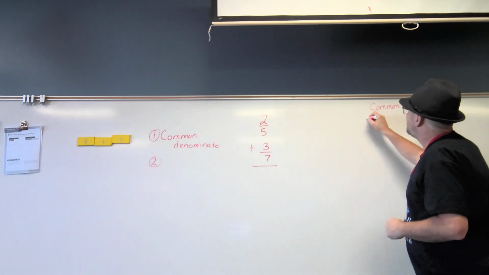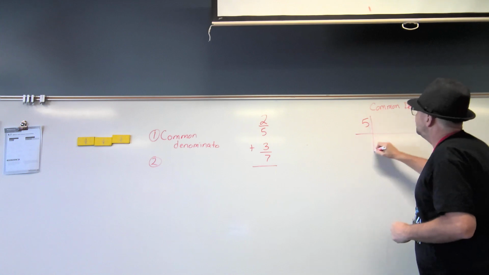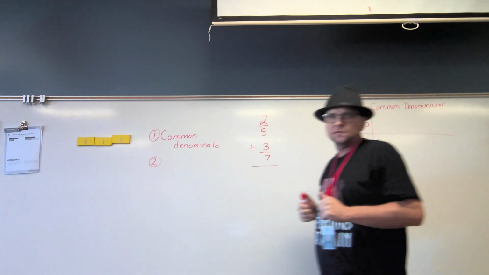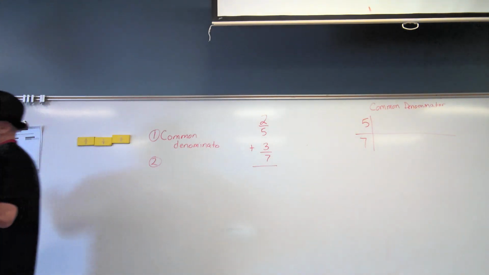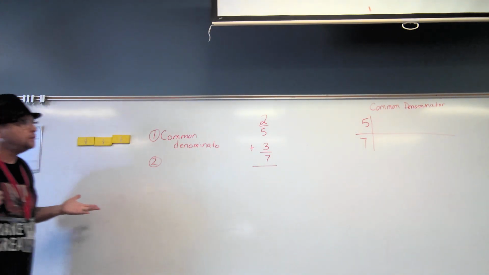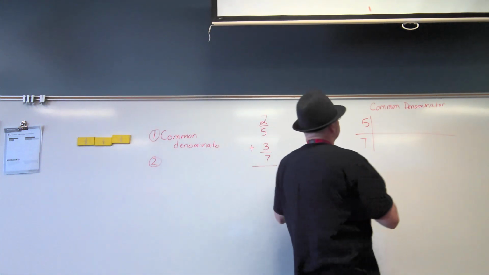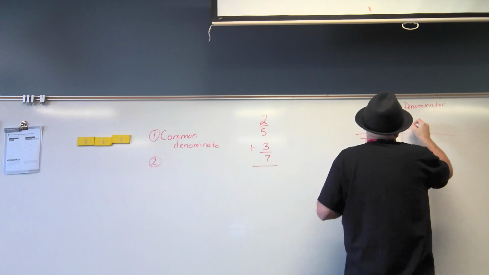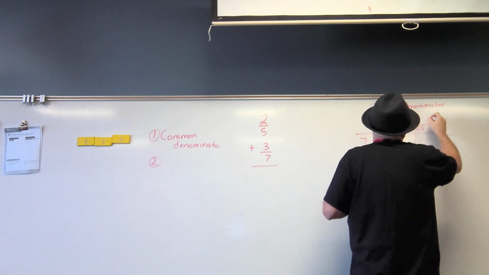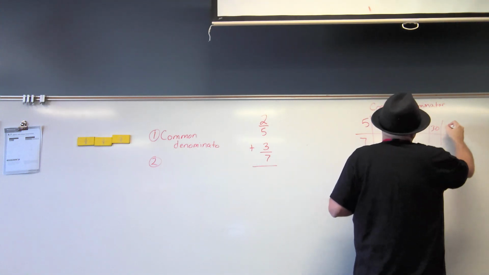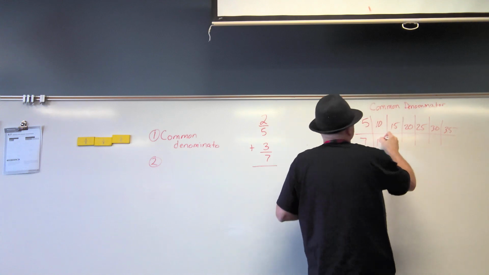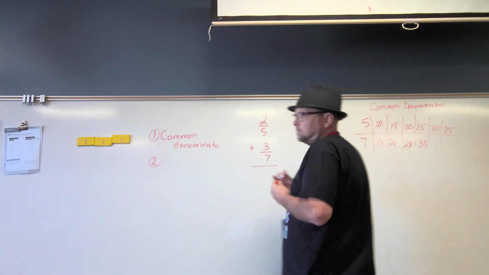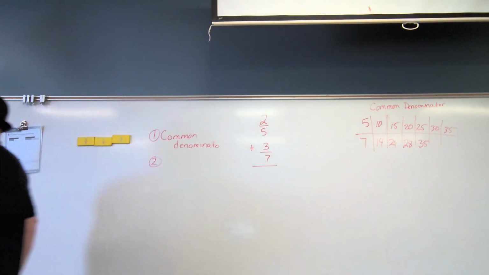So this is how we find our common denominator. We're going to list our multiples of our denominators, which are 5 and 7, and we're going to go down our multiples. Sometimes it's called the least common multiple. We're going to go down our multiples until we find the first one they have in common. 10, 15, 20, 25, 30, 35. Now, because I have done this for so many years, I knew it was 35 before we got going.